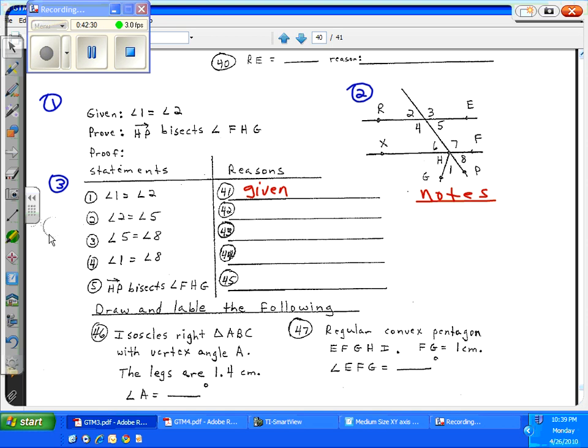Now, I didn't do what I said I was going to do, did I? I should have taken that given, angle 1 is equal to angle 2, and I should have marked in the diagram what it said. Write down in my note section what I marked, and since what I marked is what I was given, I would have put given. Now there's no other conclusion we can reach from that given, so that's all that would be in the note section. Okay. So now we go to the second statement.